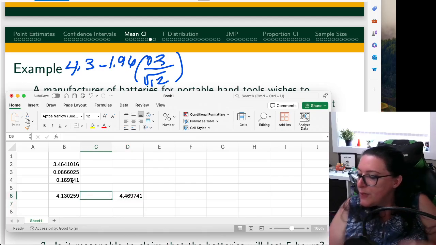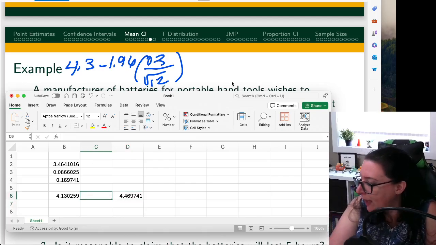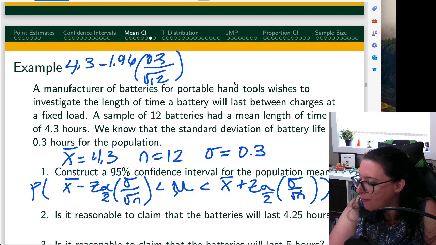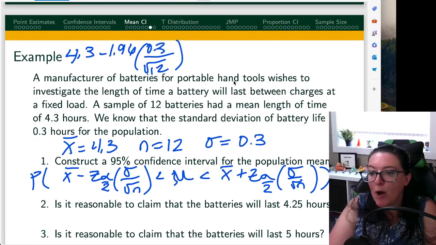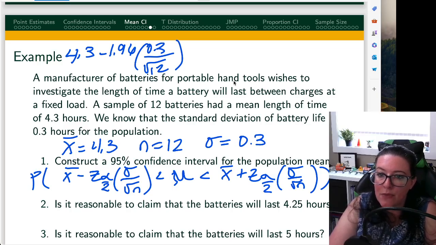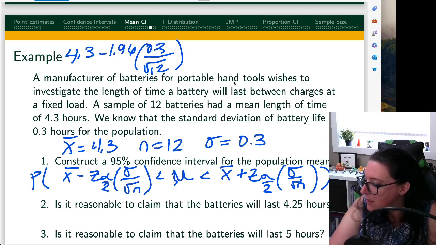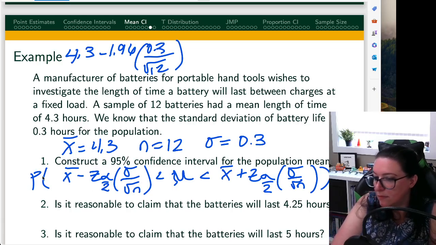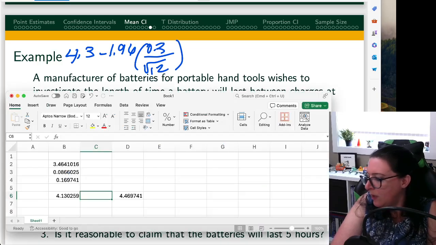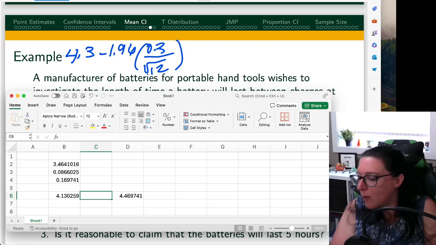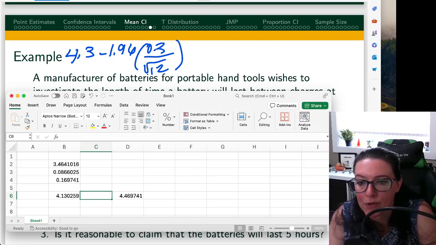Okay. So what are we concluding then? We are 95% confident that the population mean, this being the mean length of time that the battery lasts, is between, and of course I lost my Excel. Where'd it go? Is between 4.13 hours and 4.47 hours.